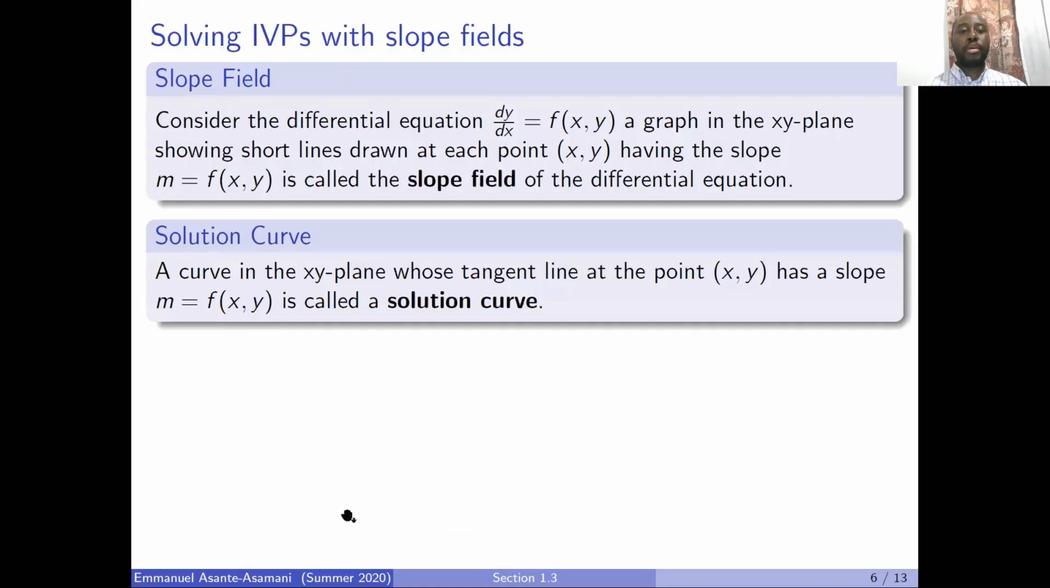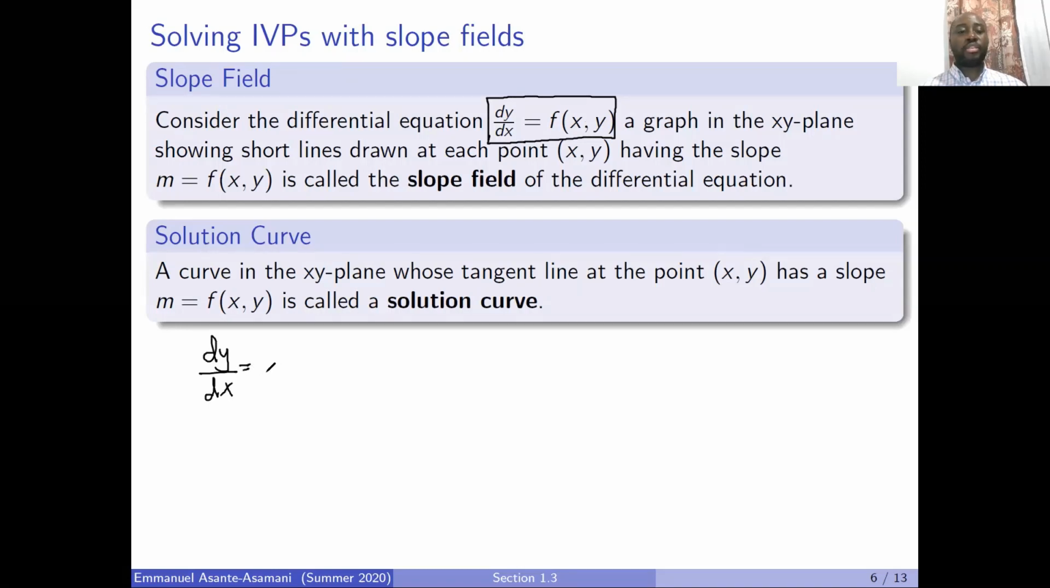Okay. And so our problem is a first order differential equation, where the non-derivative expression is not simply in terms of the independent variable x, but also in terms of the unknown function y. Okay. So how do we deal with this? We're going to use what is called a slope field to visualize the curves in the general solution.